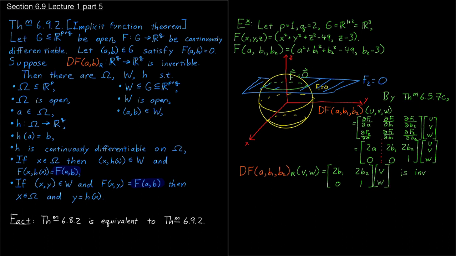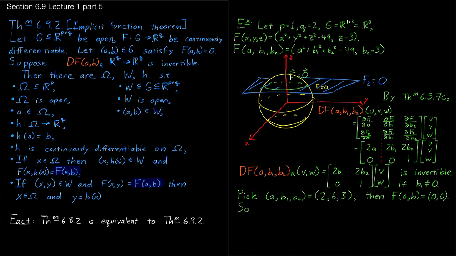that is invertible as long as b1 is not equal to 0. So if for example, we pick our (a, b) point to be 2, 6, 3, then f of (a, b) is indeed 0, the 0 vector rather.